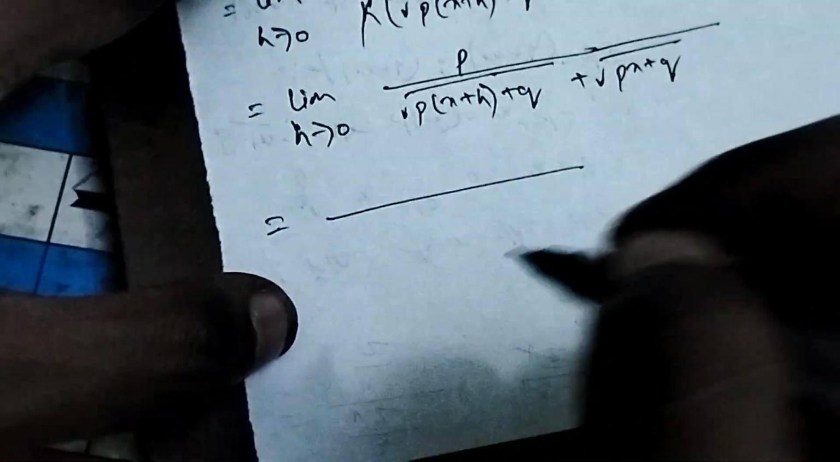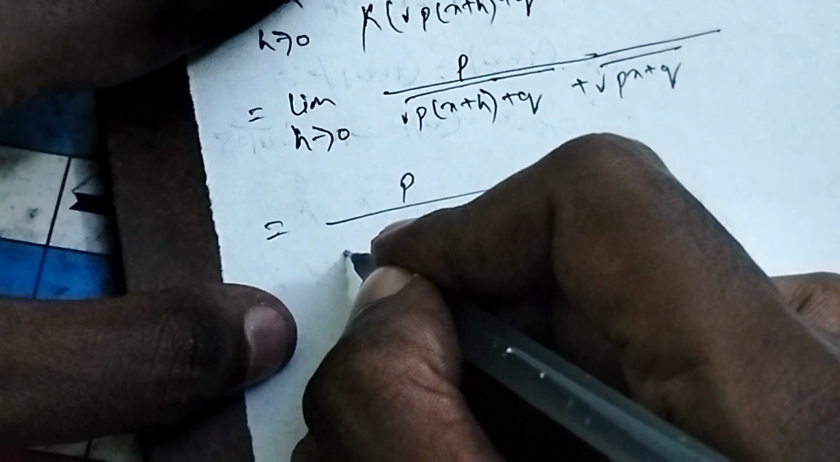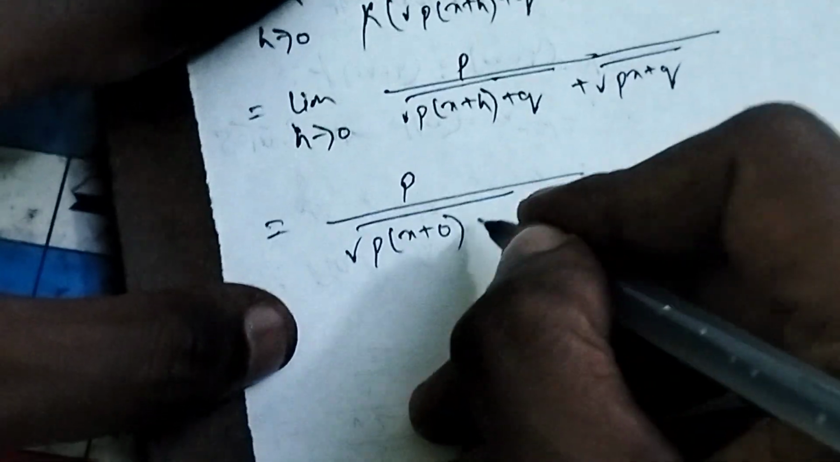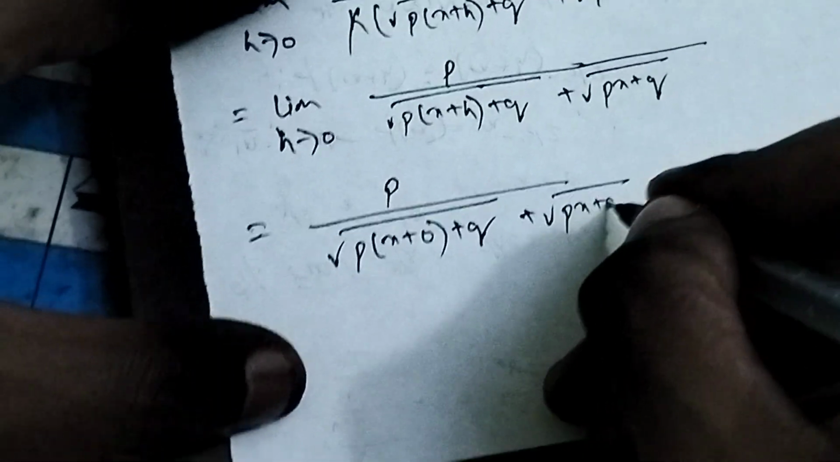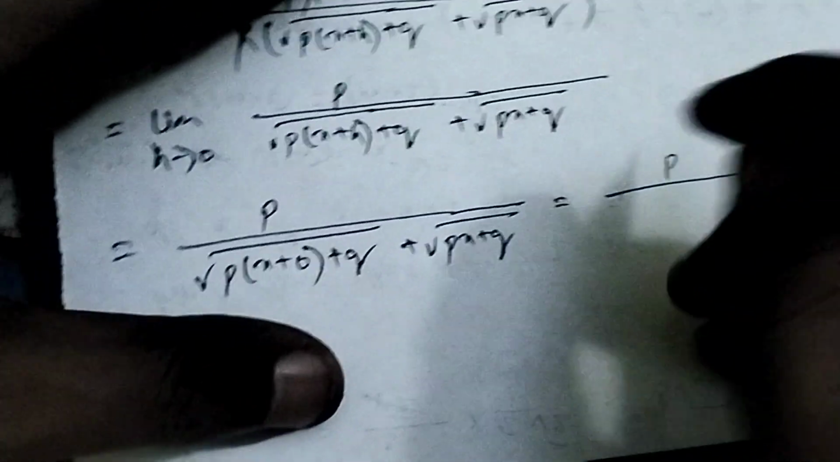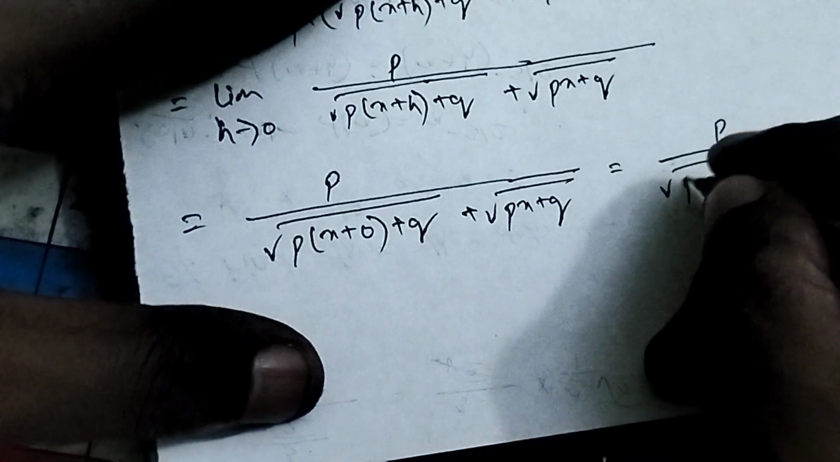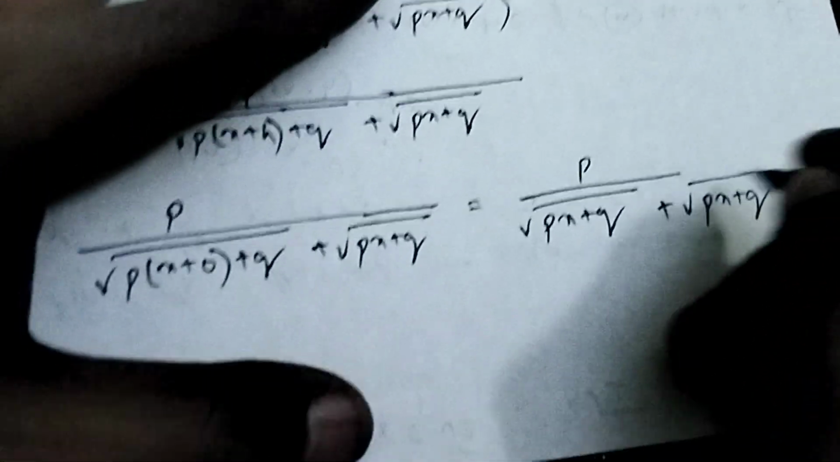We'll replace h by 0. So p by under root p into x plus 0 plus q plus under root px plus q. So this is going to be p by under root p into x plus 0 is px plus q plus under root px plus q.